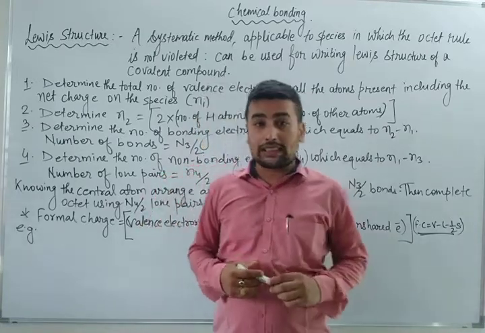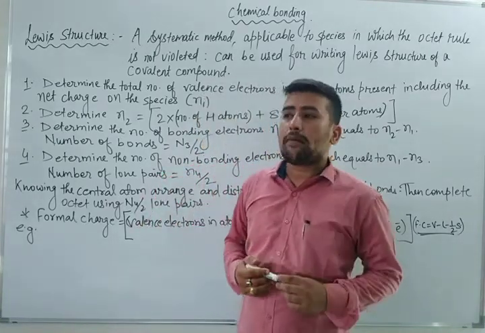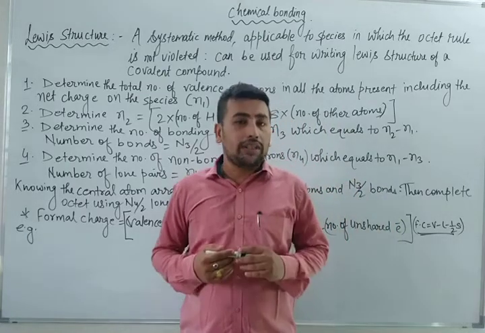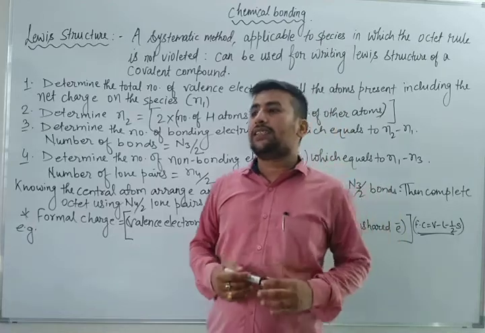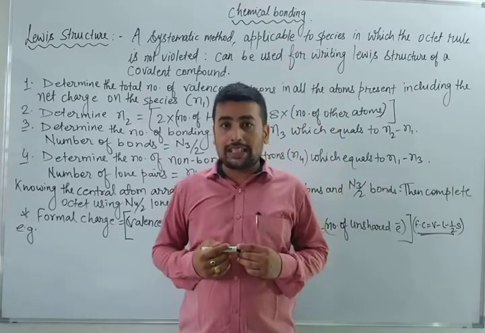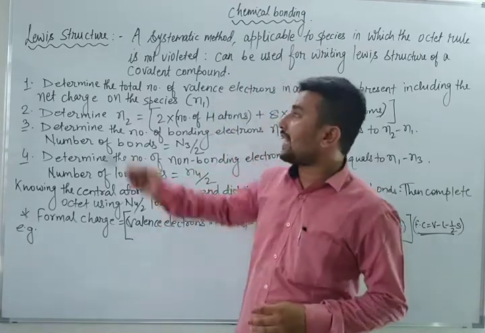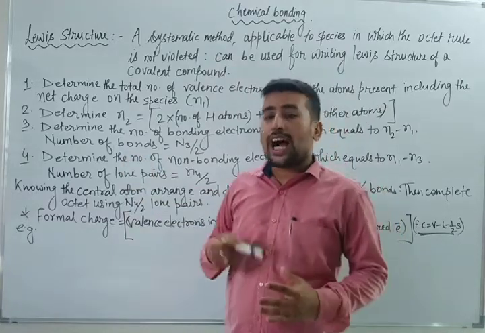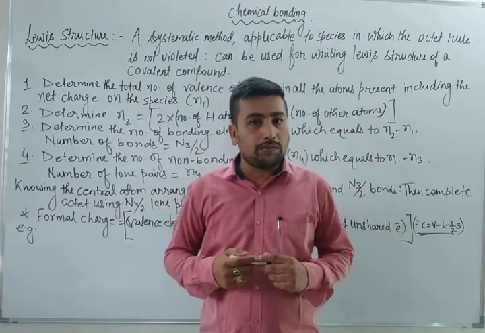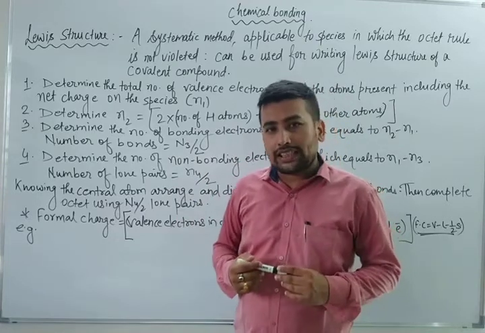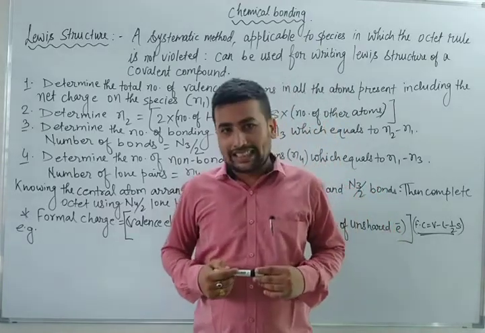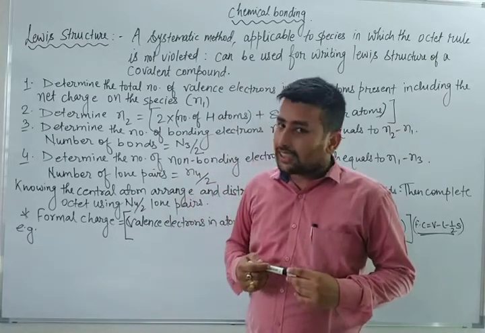Today we are going to discuss chemical bonding. In the chemical bonding chapter, I had already explained what a Lewis dot structure is. But in this topic, we are going to study how you can understand the Lewis structure, how you can draw the structures of compounds, and how many bonds there are. These are all the things we are going to discuss today. So let's start chemical bonding.